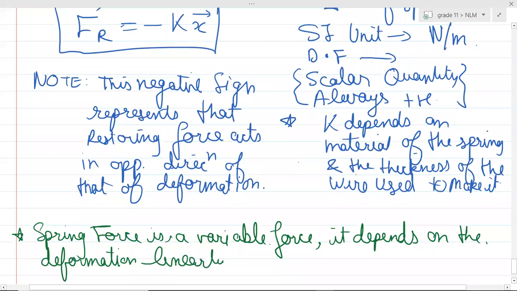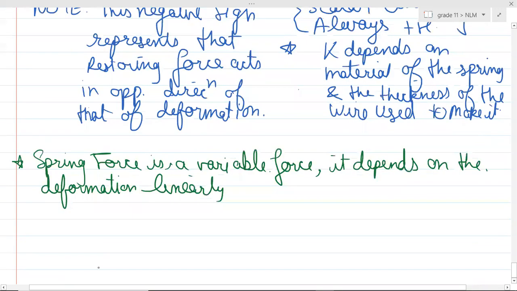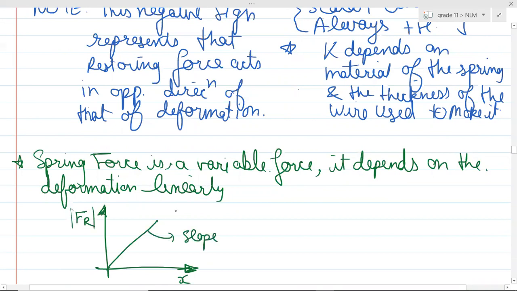So if you have the restoring force of the spring and the deformation graph, then that graph will be a straight line passing through the origin. Please remember I'm talking only about the magnitude; the direction we know. The direction is opposite to the deformation, and the slope is equal to k, the spring constant.